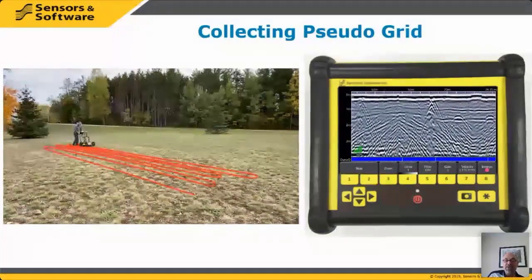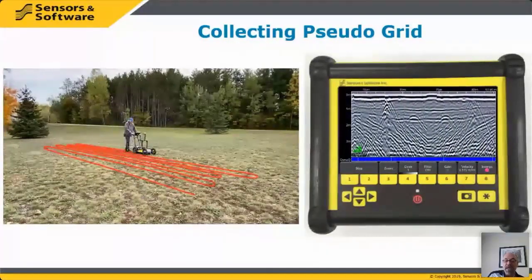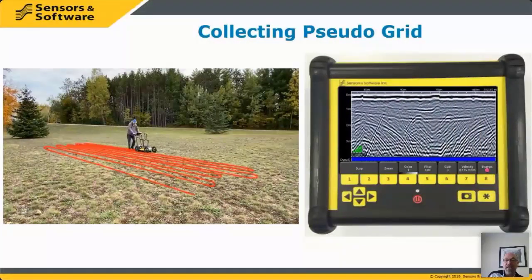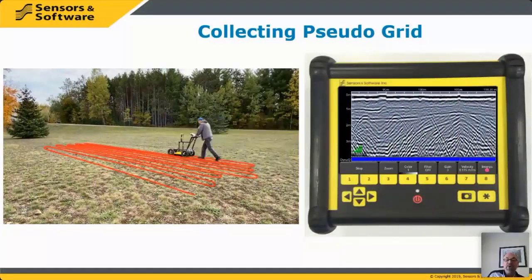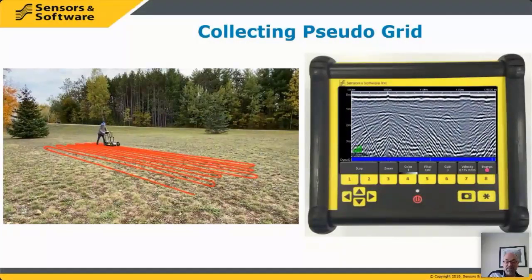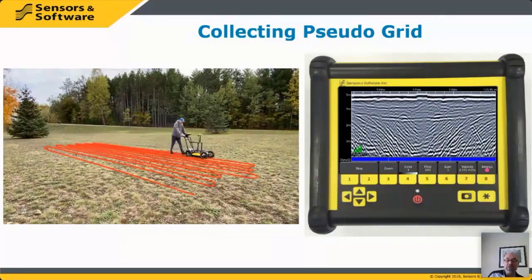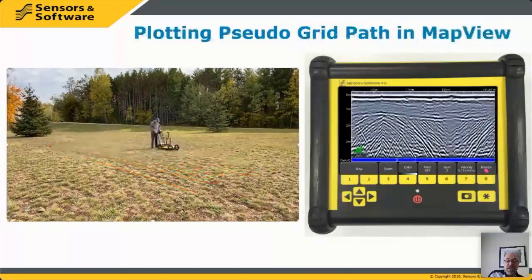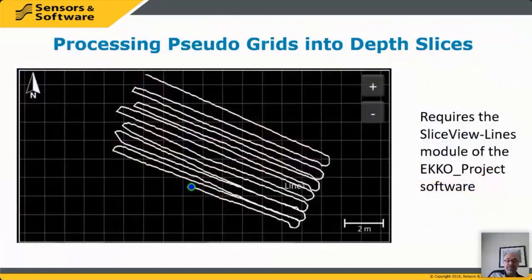You have to do this with open skies. You can't be under trees. You can't do things that are going to block the GPS signal and make it less accurate. But when you use the GPS positioning for this, we can cover an area just like this. And then you can take the data and look at it in map view, and you can say, yeah, okay, I did a pretty good job covering that area.